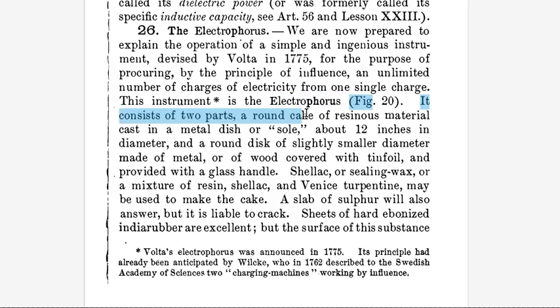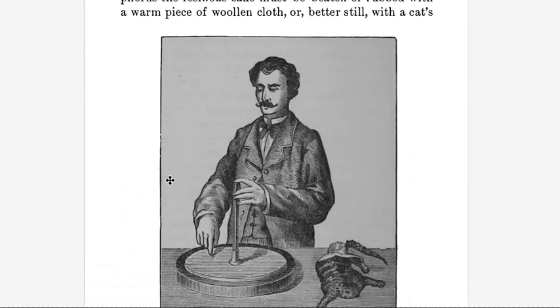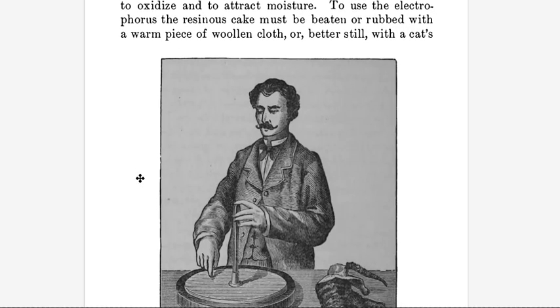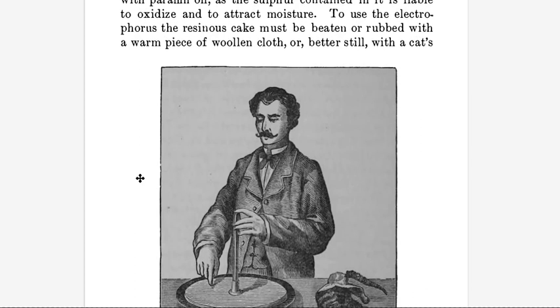It consists of two parts: a round cake of resinous material cast in a metal dish or sole, about 12 inches in diameter, and a round disc of slightly smaller diameter made of metal, or of wood covered with tinfoil, and provided with a glass handle. Shellac, or sealing wax, or a mixture of resin, shellac, and Venice turpentine, may be used to make the cake. A slab of sulfur will also answer, but it is liable to crack. Sheets of hard ebonyized India rubber are excellent.